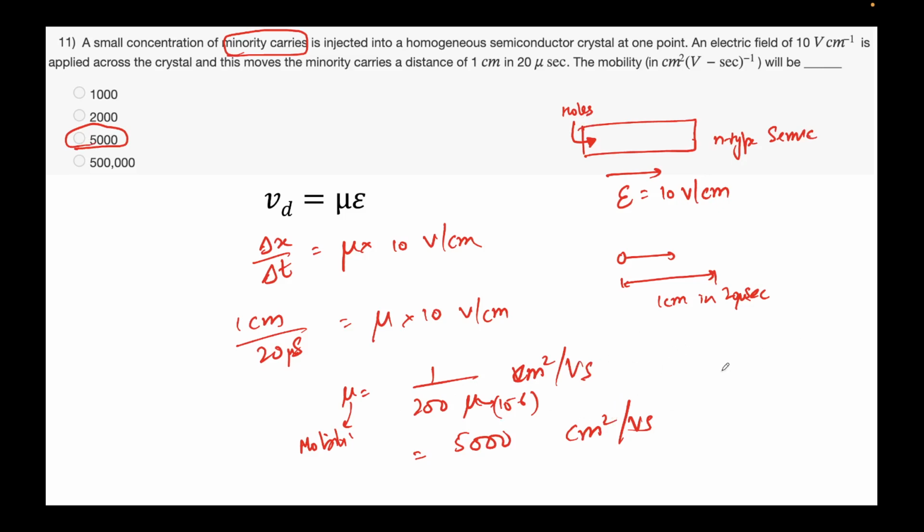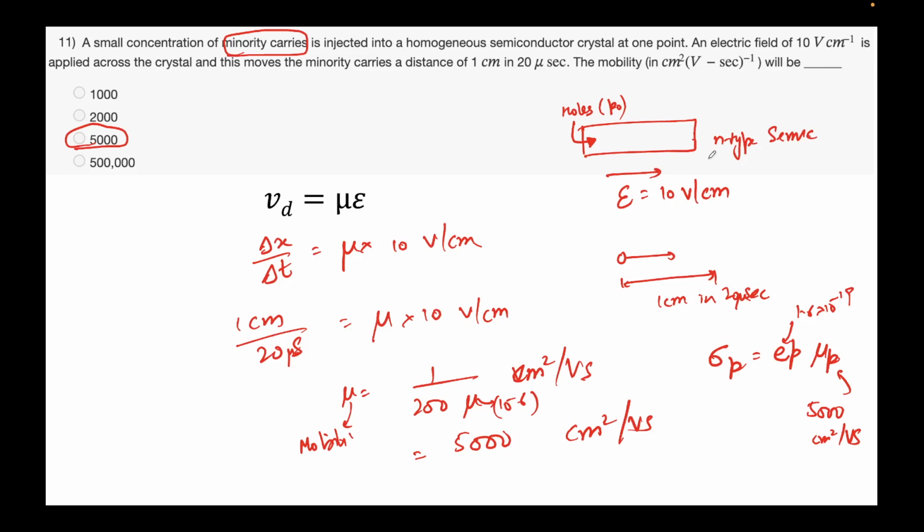Now the question asks, what is the conductivity of this n-type semiconductor? Hole conductivity. So I can write sigma p equal to, remember the last formula, e p mu p. e is my hole charge, which is the electronic charge, 1.6 into 10 to the power minus 19 coulombs. Mu p we just calculated, 5000 centimeter square per volt second. Some number of holes are injected, let's call them p naught. If p naught was given to us, we could put it here and find the conductivity of this n-type semiconductor.